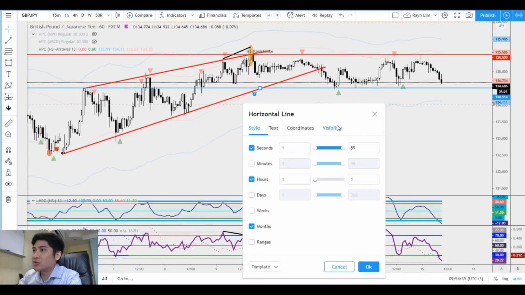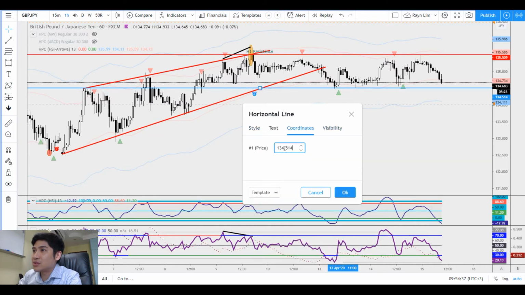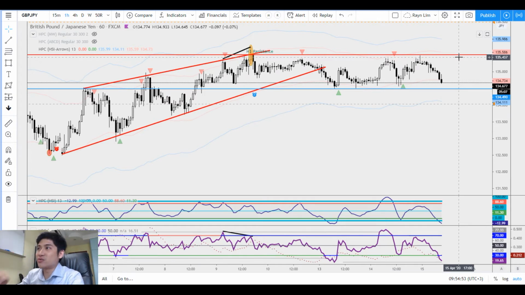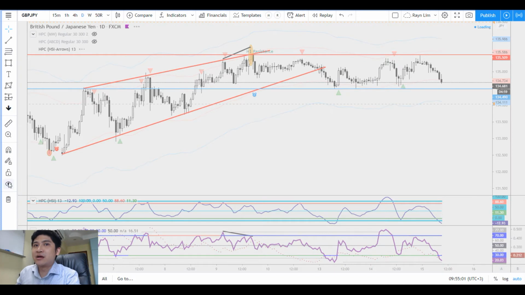So 13449. Okay, and I only receive the alert once the candle closes. So I'm not quite sure if NinjaTrader can do this kind of alert, but TradingView definitely can, and this is one of the reasons why I subscribe to them. Alright, so yeah, pound yen. Okay, to the next pair.